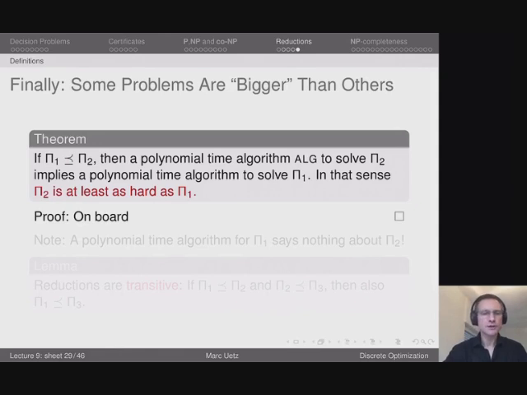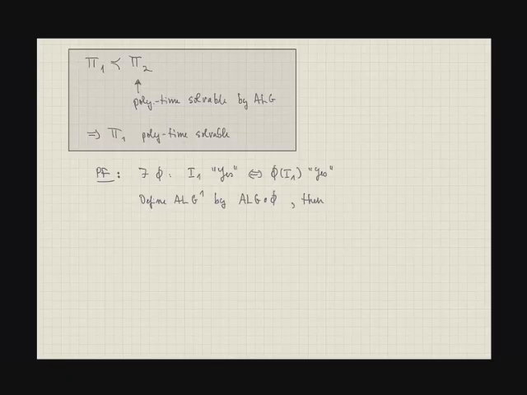Okay, so let us briefly look at the proof. Okay, so this is what we want to show. If there exists this reduction from problem 1 to problem 2, and we assume we have an algorithm which is called A_L here to solve problem 2, the more difficult of the two, then we can also solve the easier of the two problems, problem number 1. Okay, so existence of this reduction means there exists this mapping phi, which maps yes instances to yes instances if and only if. What do we have to do?